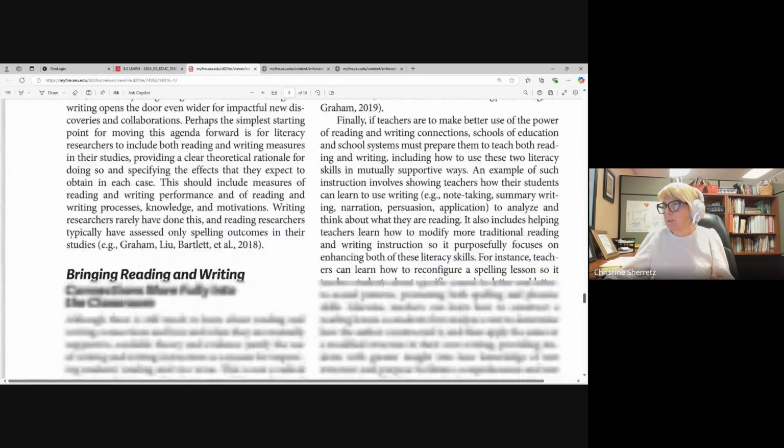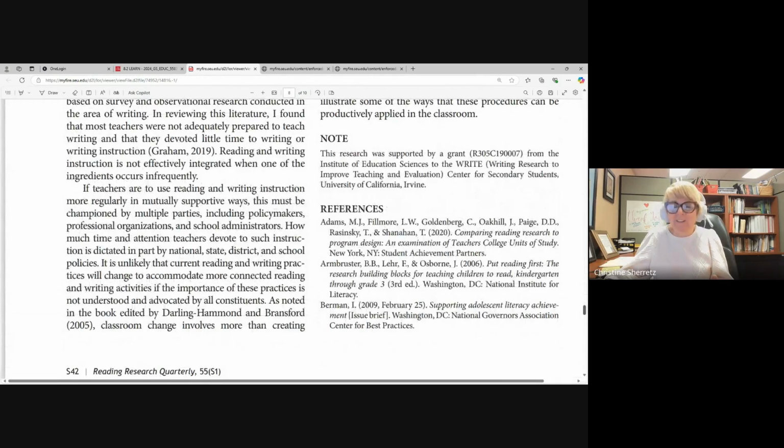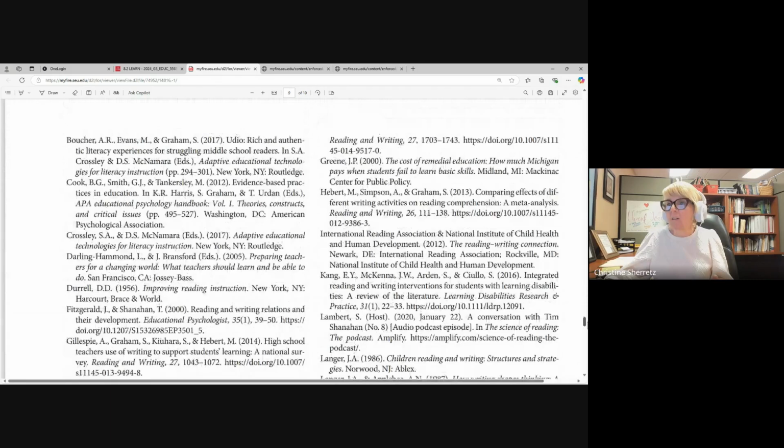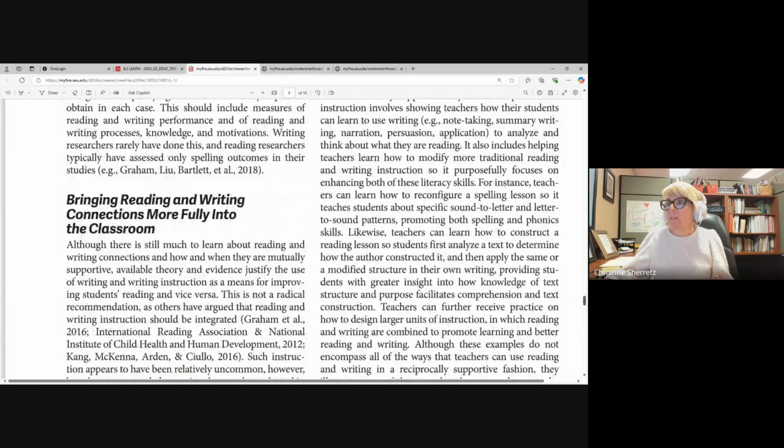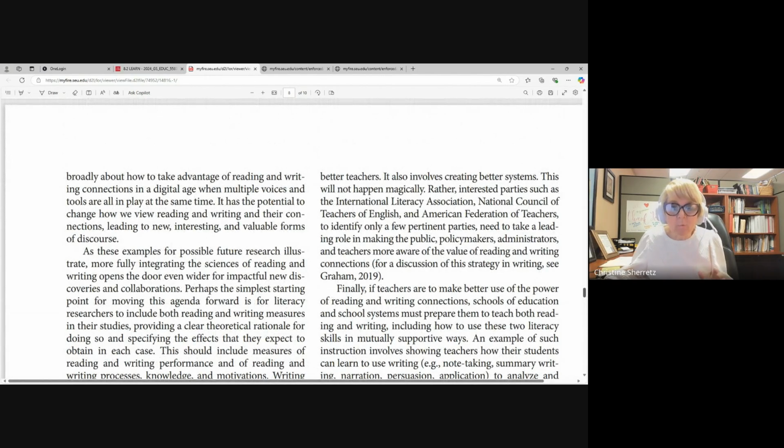One quote that really stuck with me was at the very end, and this was a quote by Darling-Hammond, and she has written a lot of literature, especially related to professional development schools. And what she said is, classroom change involves more than creating better teachers. You might say, what? That's the crux, is better teachers. And it is true, but it also involves creating better systems. We have to have systems in place to support teachers, to support students. So I really like that quote.